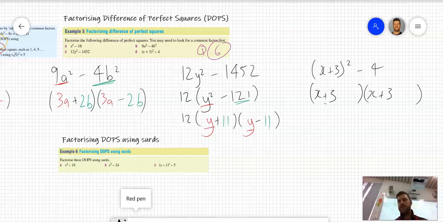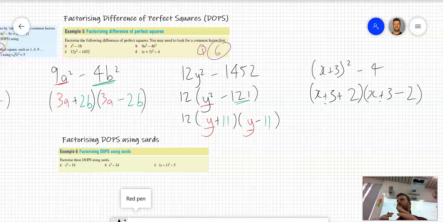Notice how there's no minus in here because it's just that term, because it's (x + 3) squared at the front of each bracket. Now I can put the plus and minus in. What's the square root of 4? 2. So 2 and 2. Is that it? Am I done? Ooh, why not?